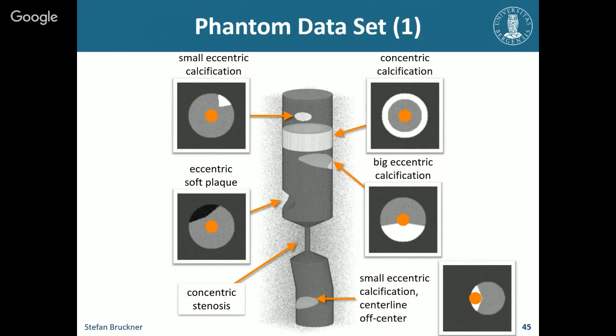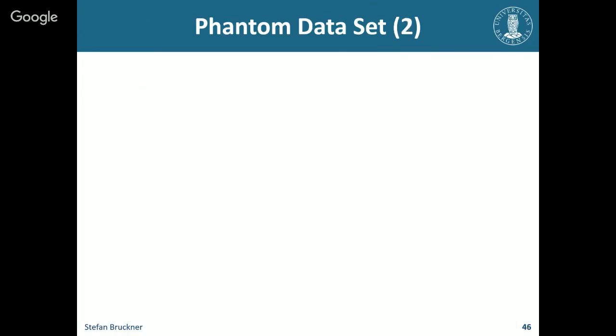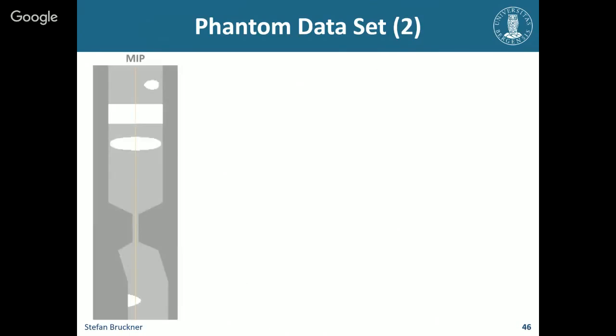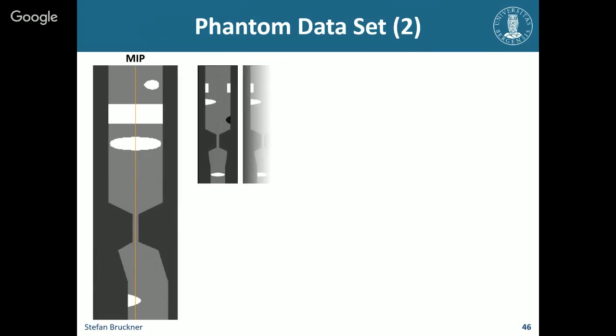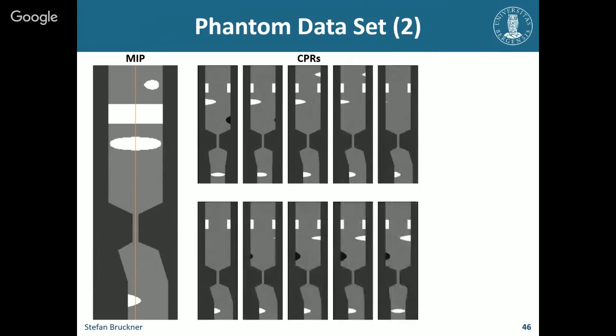And then we have a small eccentric calcification where we try to simulate that the center line is actually off-center, that there was a failure in the center line algorithm. Now, let's look at this data set using MIP. And here are multiple CPRs.